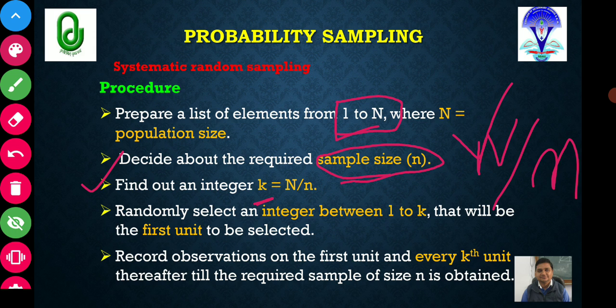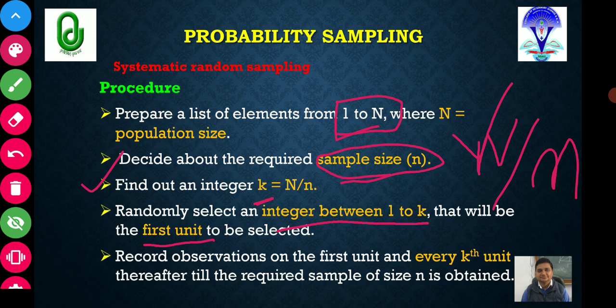Now randomly select an individual between 1 and k. Suppose your capital N is 100 and your small n is 10, so you will get k as 10. So you have to find a random number between 1 and k, and that will be the first unit to be selected. Suppose you selected the fourth element, so the first unit is the fourth.